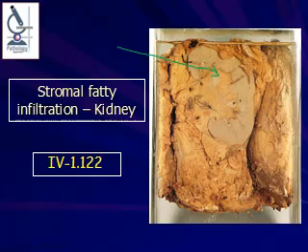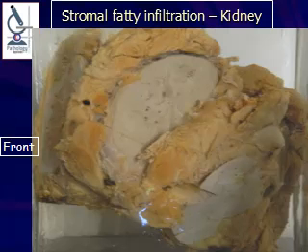So in the description we say there is an excessive amount of perinephric fat, and also an increase in the fat around the renal pelvis, which we call the peripelvic fat. This is an actual photo of our jar in the museum showing stromal fatty infiltration in the kidney. This is a front view.